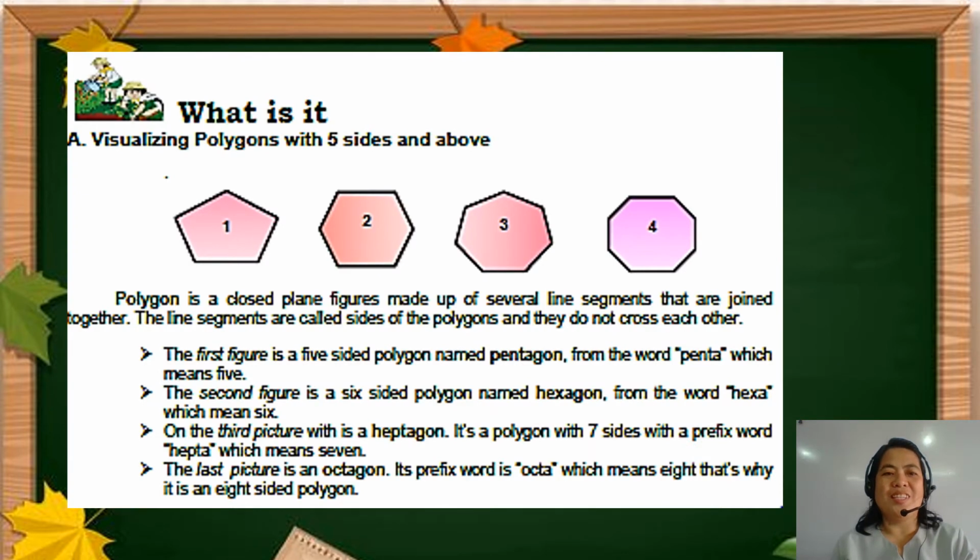Okay, what is it? A. Visualizing polygons with 5 sides and above. So, we have here 4 figures.